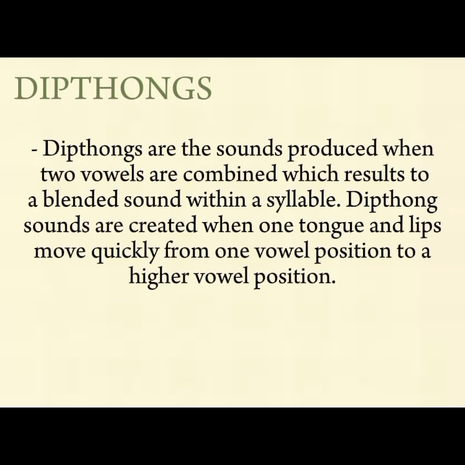Diphthongs. Diphthongs are the sounds produced when 2 vowels are combined, which result in a blended sound within a syllable. Diphthong sounds are created when the tongue and lips move quickly from one vowel position to a higher vowel position. So, diphthongs are 2 vowels that combine together to make one English vowel sound. Nag-create ang diphthong pag ang dila at labi natin ay mabilis na lumilipat sa mas mataas na posisyon.